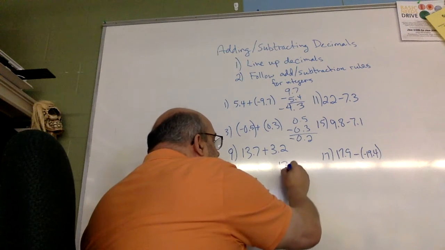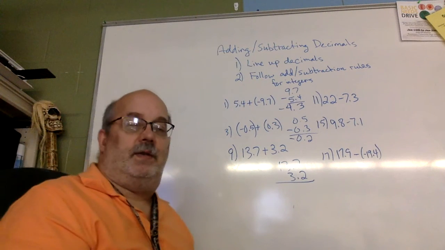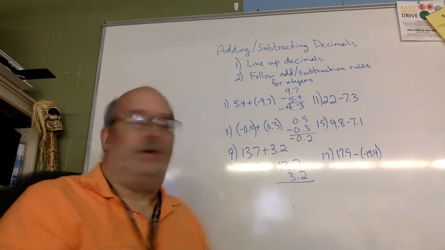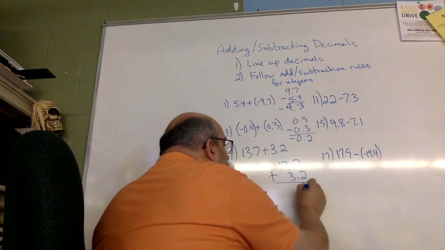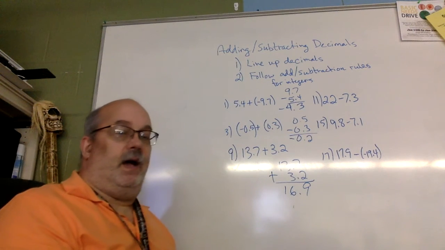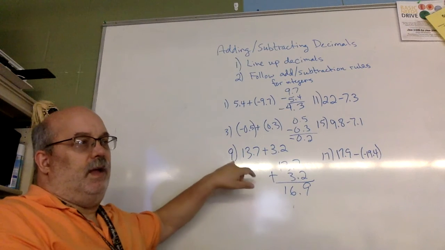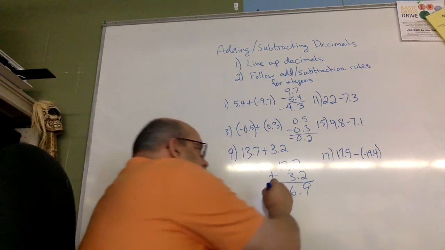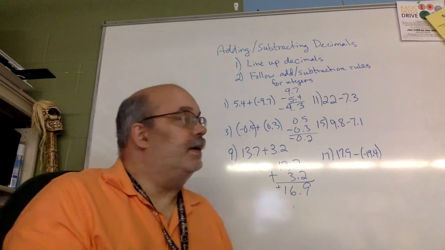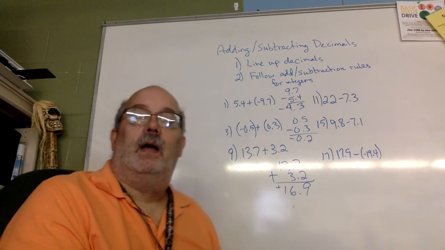Okay, next, we want to line up the decimals. 13.7 over 3.2. They're both positive, so we're going to add them together. 16.9. 13.7 is larger than 3.2, and 13.7 is positive. Your answer is positive.